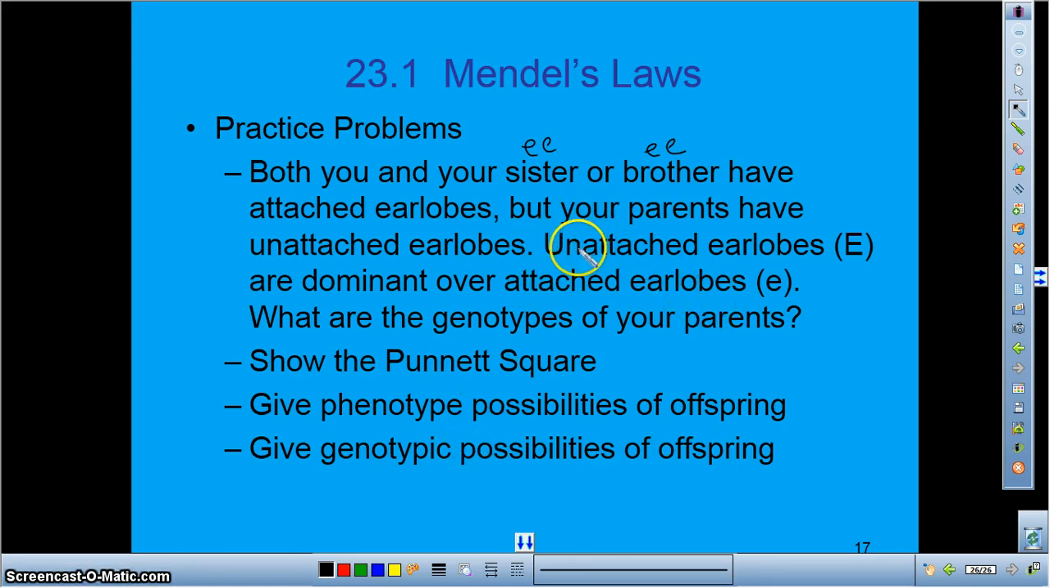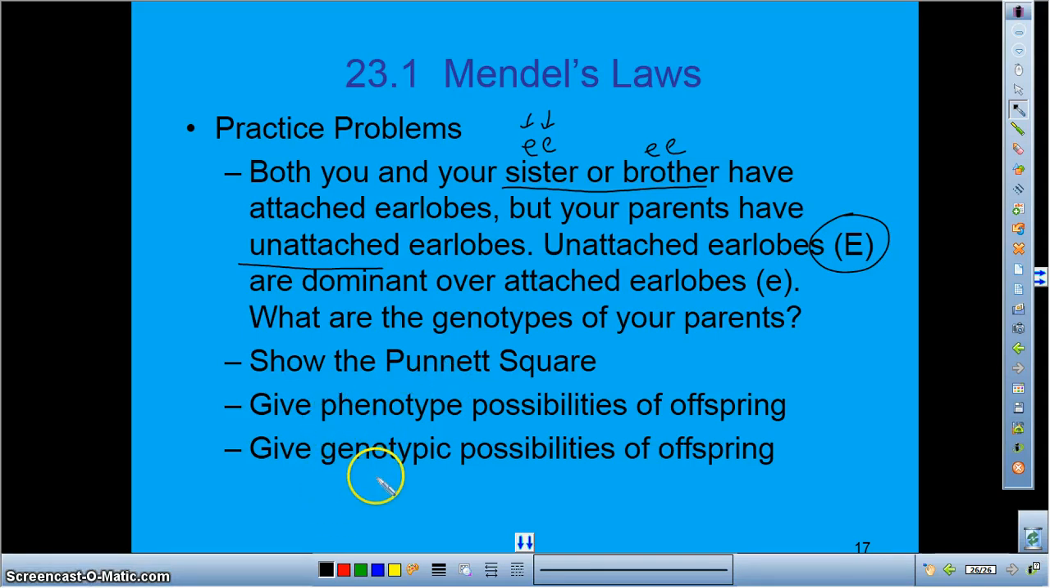Well, obviously your parents, if they both have unattached earlobes, like it says right here, that means that they have to have at least one copy of a dominant gene. On the other hand, it's pretty obvious that they can't have 2 copies of this dominant gene. I'll show you why in just a second. But if you and your sibling are homozygous recessive, you had to get one of these from mom and one of them from dad. So they have to be heterozygous in order to produce those offspring.